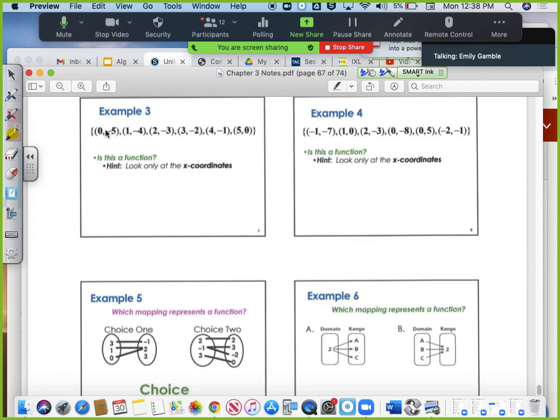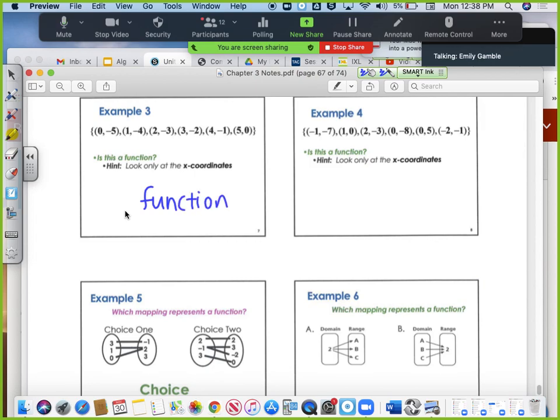So take a look at example 3, 4, 5, and 6. All you need to do is look at the inputs. 0, 1, 2, 3, 4, 5. Is this a function? So is this a function? Yes, this is a function because none of the x values repeat.